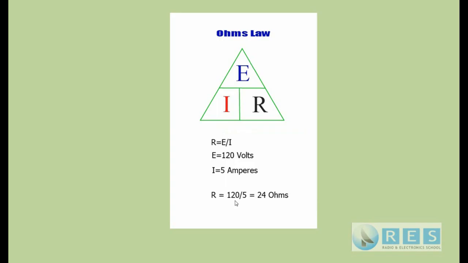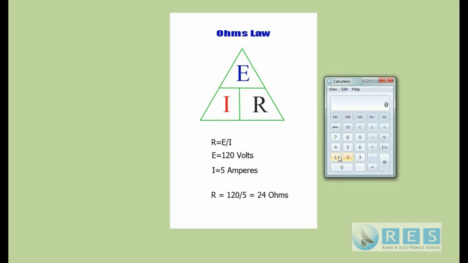So just put the values in your equation. R equals, E is 120, I is 5. 5 into 120 goes 24. And if you're not sure, use a calculator. 120 divided by 5 equals 24 ohms. So if you've got 120 volts and 5 amperes, the resistance of the circuit is 24 ohms. It's not too hard, is it?